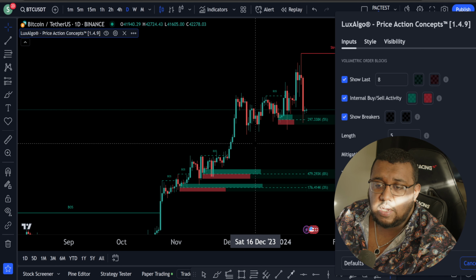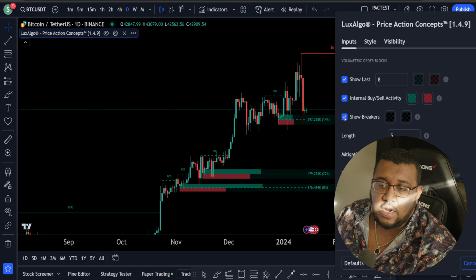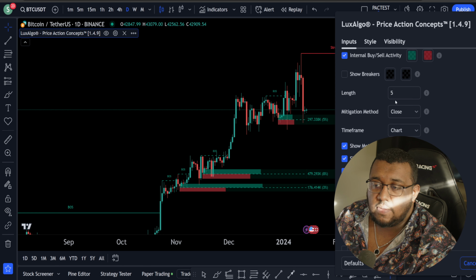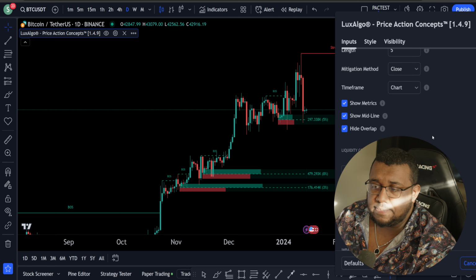If I were to click on it, I don't think you would actually see much going on. No, you're not going to really see much of a change. I would leave that off here. Length, keep at 5. Mitigation method, keep it closed. All right. You can try wick and average to see if that helps out your personal strategy, but traditionally when I've tested this out, close usually works the best.